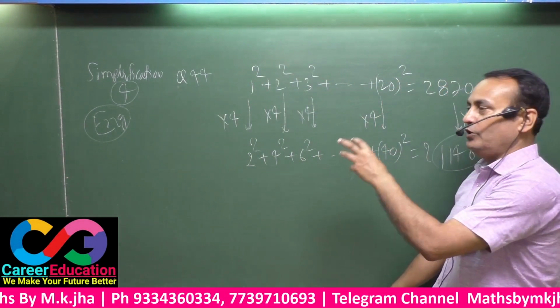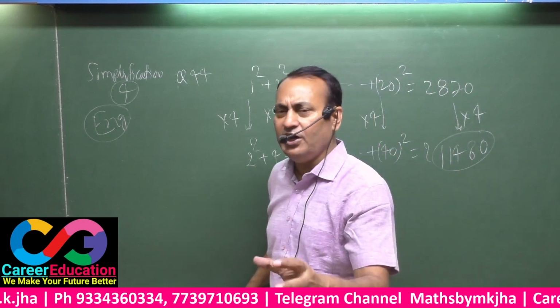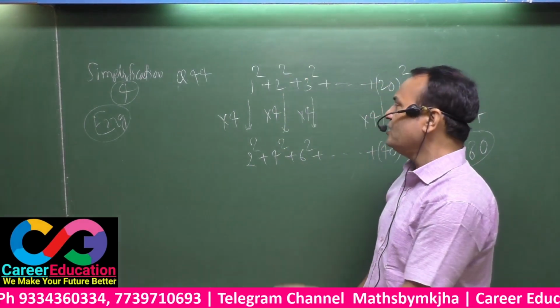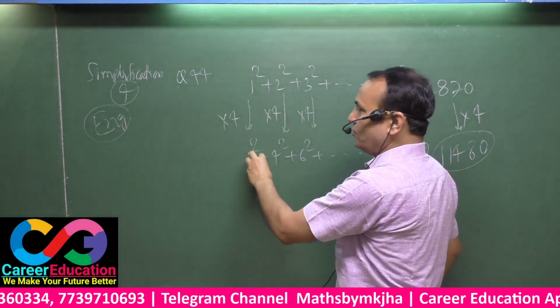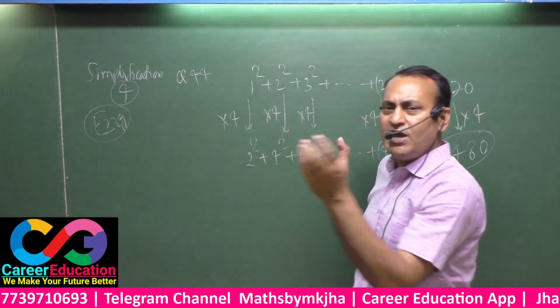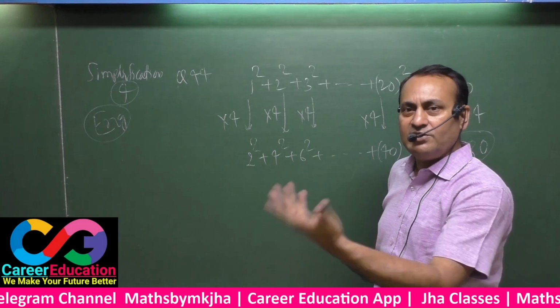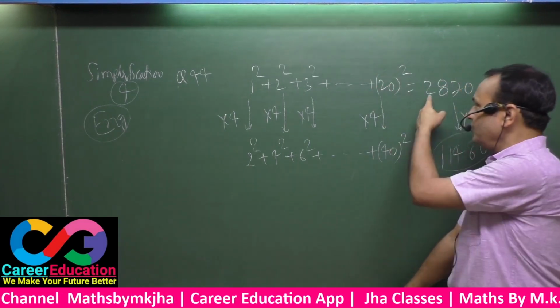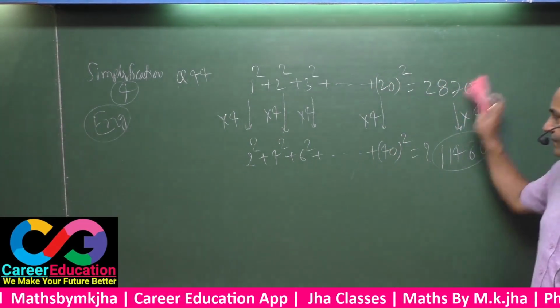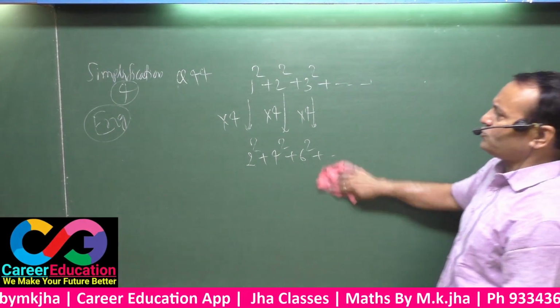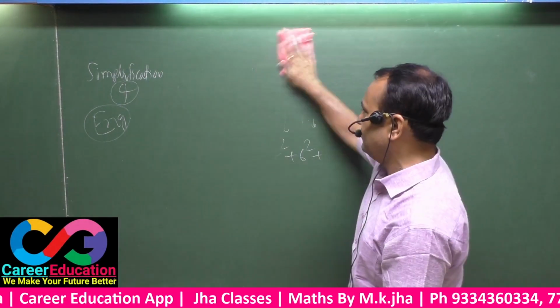You have to adopt a technical approach here. Technically you have to think: this is 1, this is 4 times; this is 4, this is 16, 4 times. Each and every term is 4 times. That means the result will also be the given result into 4. Given result into 4.